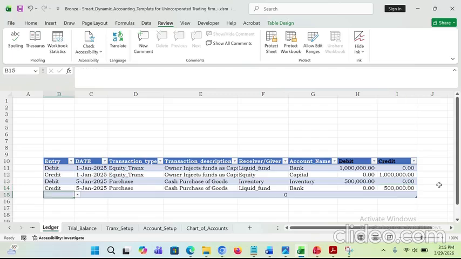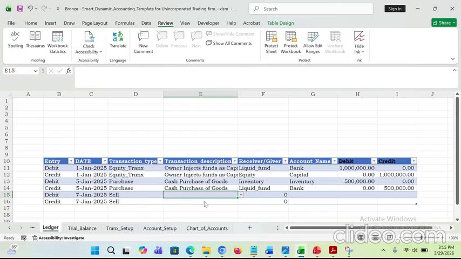All right, so let's post another transaction. Let's assume we made sales. As usual, we select debit leg, credit leg. Let's assume this took place on January 7th, 2025. We made a sale. So the transaction type that we select will be sell or sales, whichever is convenient for you. And then let's assume we made a cash sale.